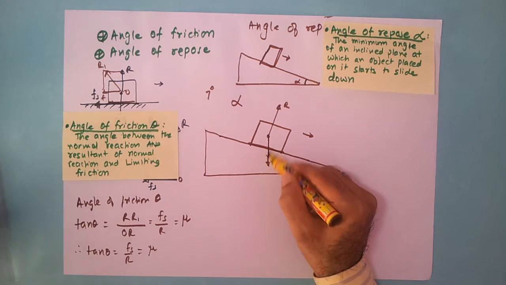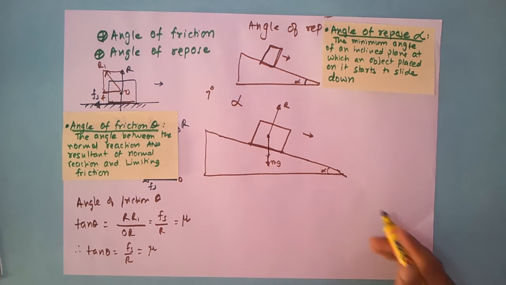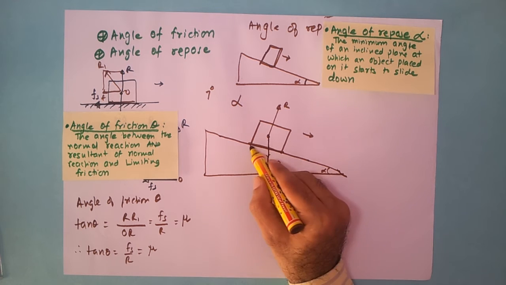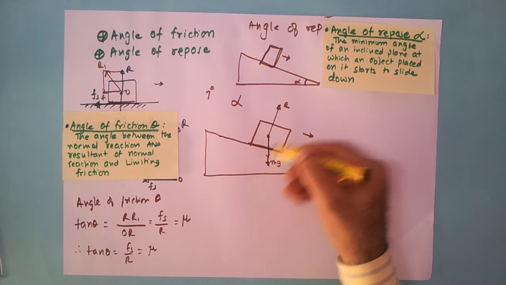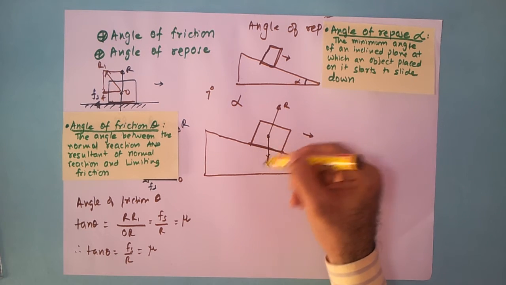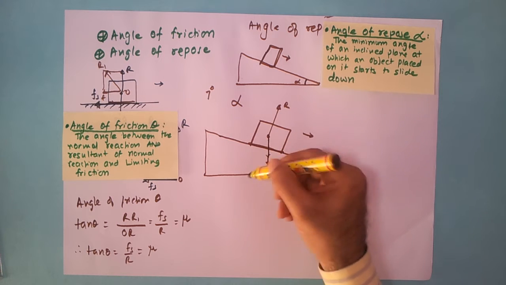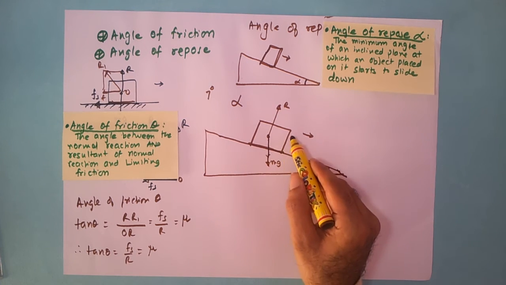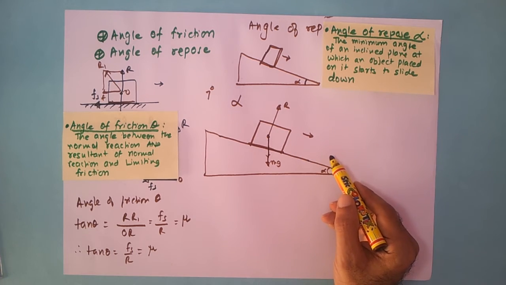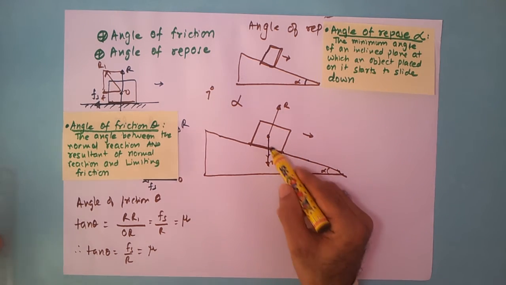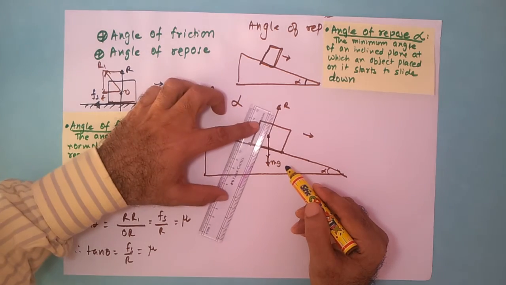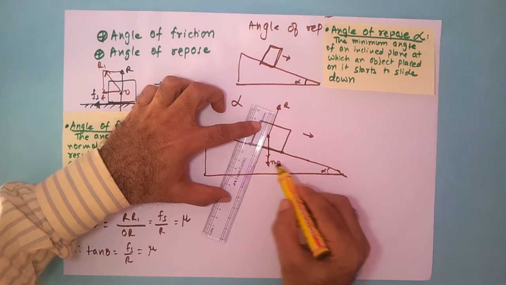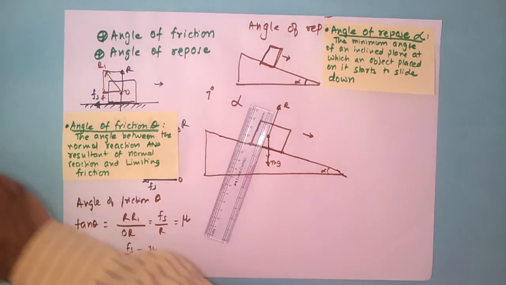Now this force mg, it has two components. One component is keeping it on the inclined plane, right? It is forcing it to stay in the downward direction, meaning it is forcing it to stay on the inclined plane. And there is another force which tries to take it in the downward direction. So if I want to find out the two components of mg, I can show them like this.